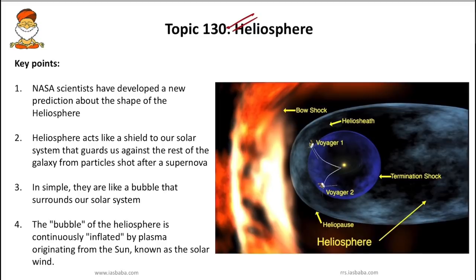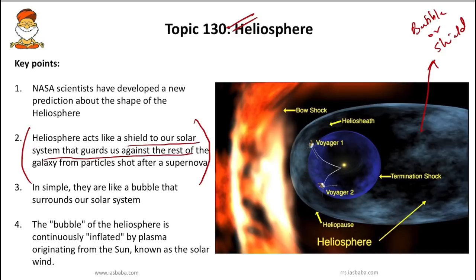The next important topic is heliosphere. Recently NASA scientists have developed a new prediction about the shape of the heliosphere. For prelims, we'll try to understand what this heliosphere is. As you can see in the figure, it is a kind of bubble, or a kind of shield. This heliosphere acts as a shield to our solar system and guards us against the rest of the galaxy from particles which are shot after a supernova. It acts as a shield or a bubble and saves us from powerful and luminous stellar explosions.